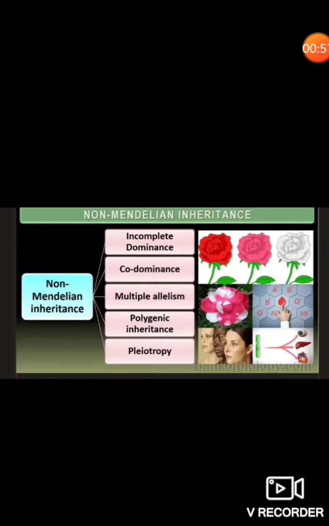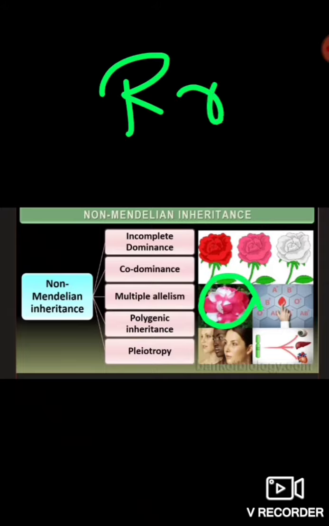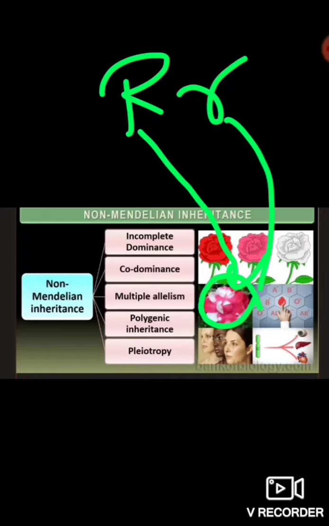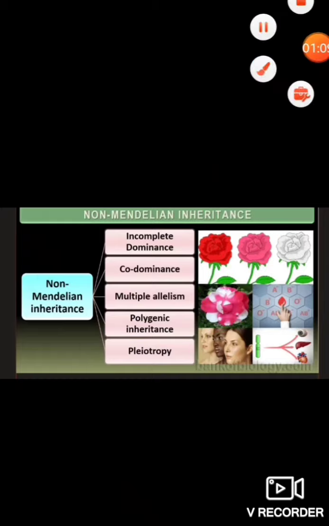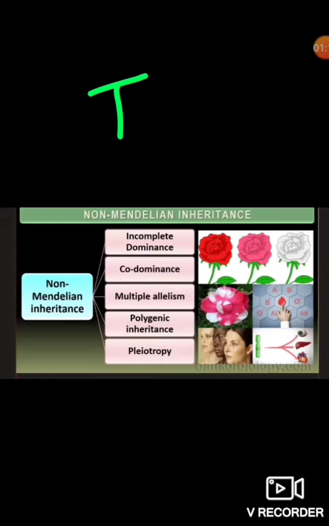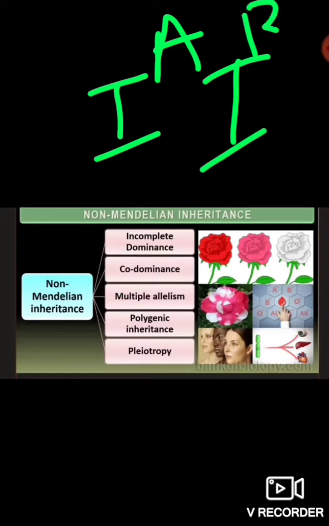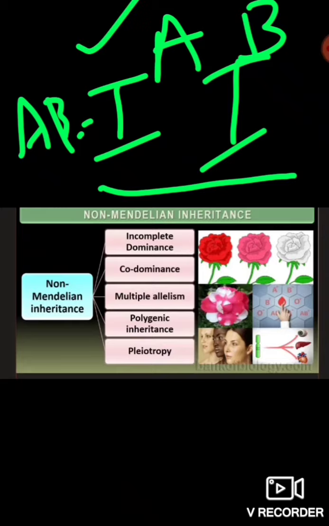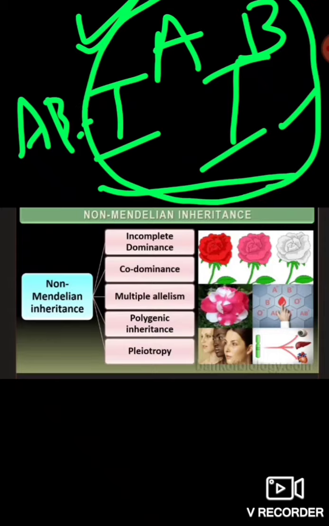In codominance, you can see the example of color also, where both the colors are expressed. Red color, white color, both are expressed in the flower. That is codominance. Another example we have studied is the blood group. In the case of IA and IB, in the AB blood group, you can observe that the A allele is dominant and the B allele is also dominant. Even in this condition, both A and B are expressing. That is why we have the AB blood group.